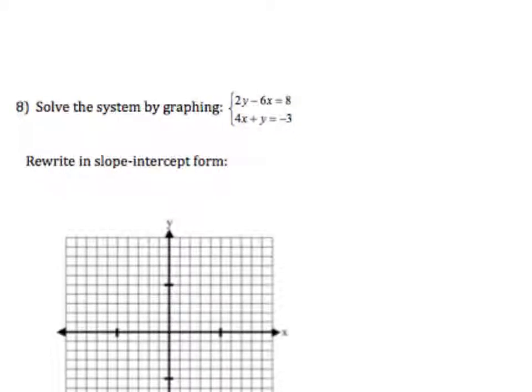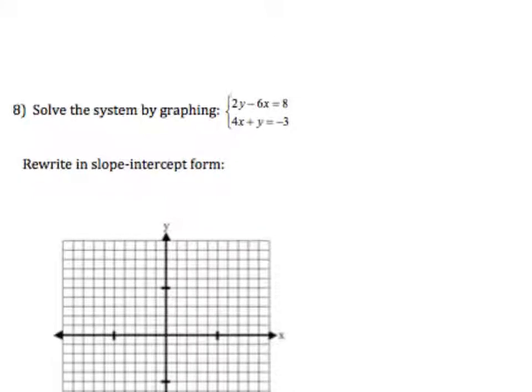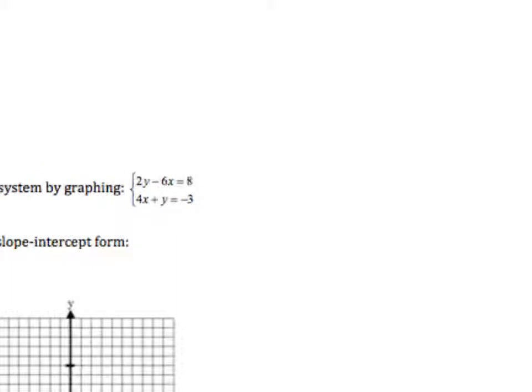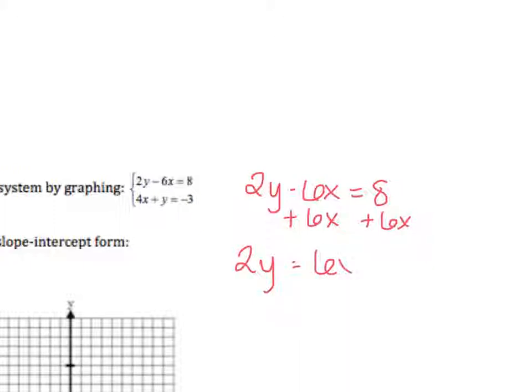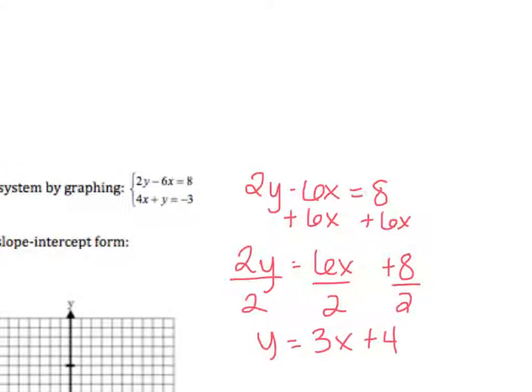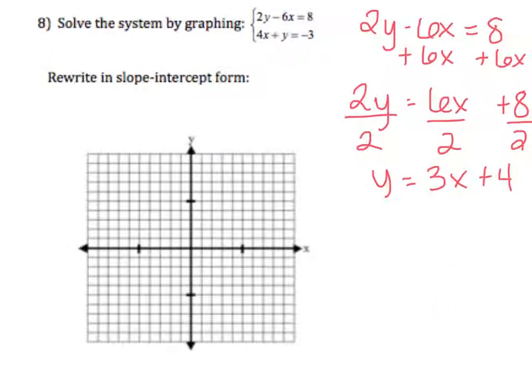their solution. So first what I'm going to do is go ahead and solve each of these for y. So I'm going to rewrite this. I'm going to add 6 to both sides. I'm going to divide by 2. Okay, so there's line number 1. I'm going to go ahead and graph that now.